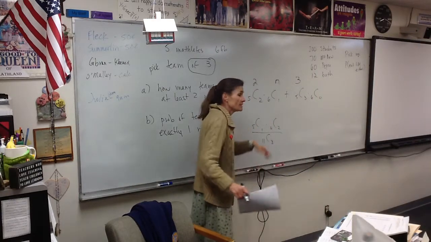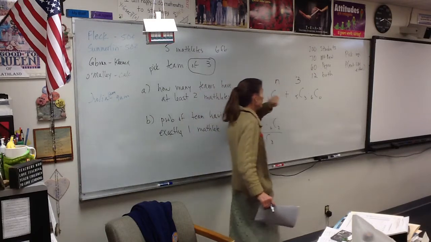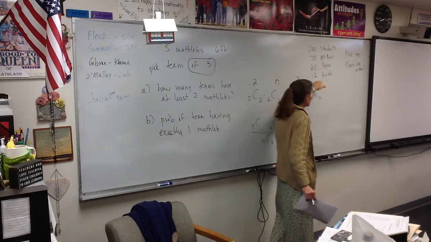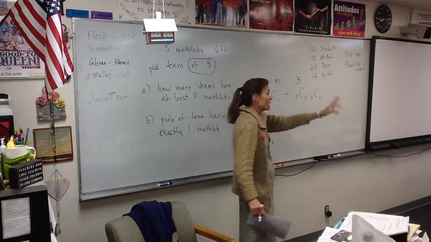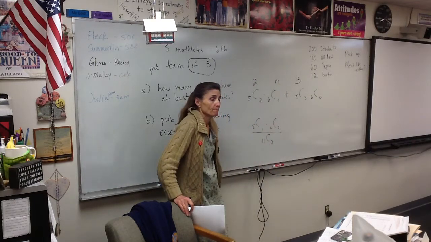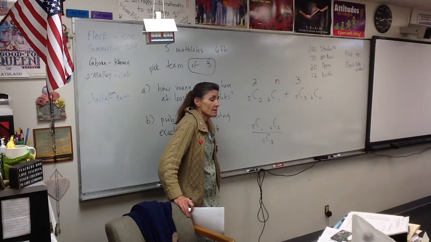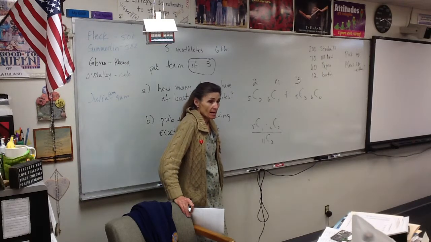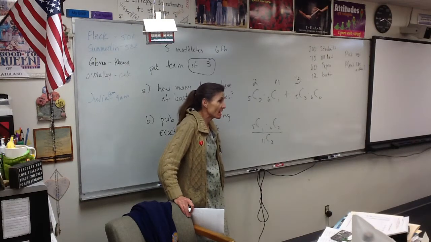Alright, so here's the deal. I've got 200 kids in the room, 70 like Mountain Dew, 60 like Pepsi, 12 like both. I'm going to just randomly grab a student. What's the probability that he won't like either one? Alright, what's your thought on this? Venn diagram. Doesn't it feel like a Venn diagram problem?